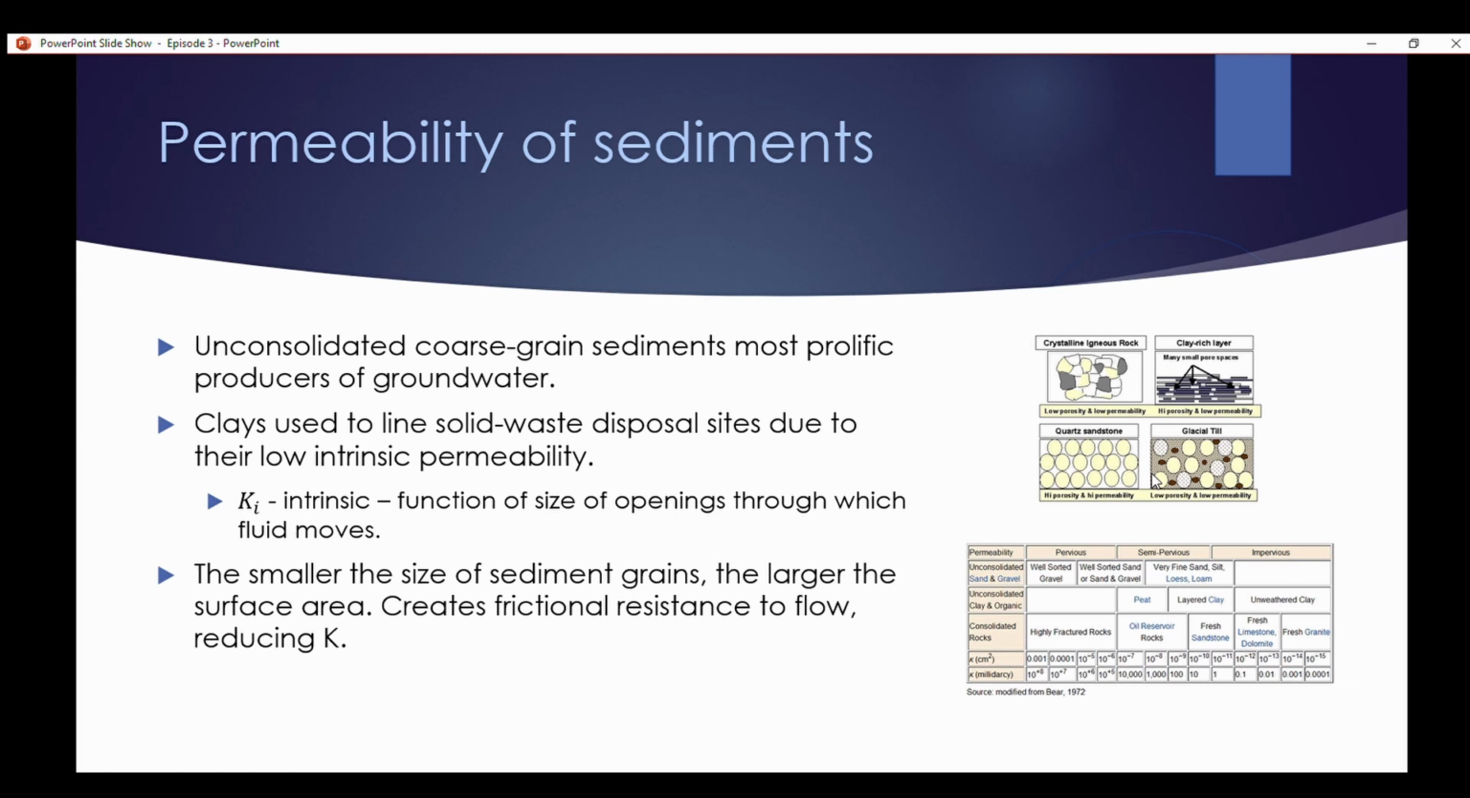And then glacial till, like we talked about during the porosity episode, has low porosity and low permeability because you have bigger grains with smaller grains filling the pore spaces between them. So you're lowering not only your horizontal but vertical conductivity.